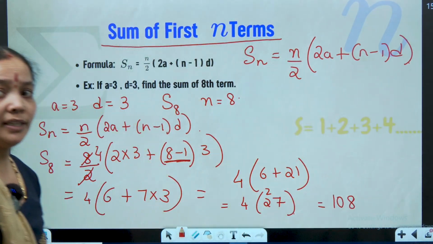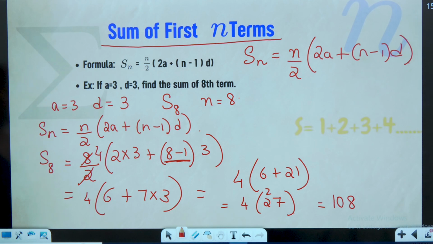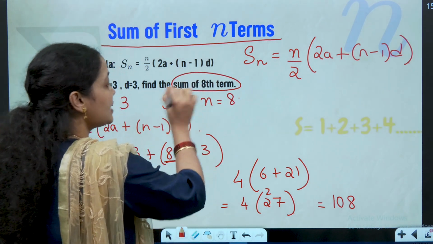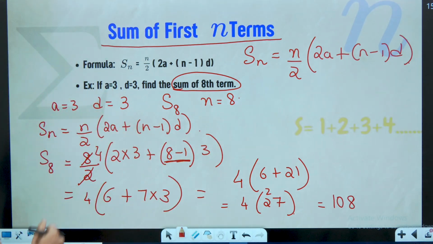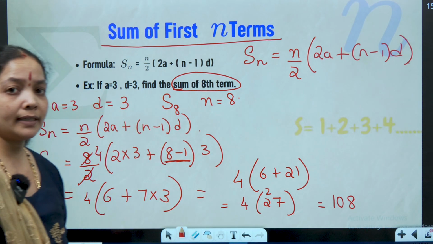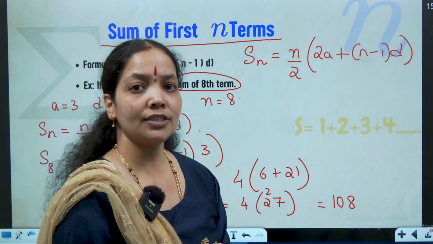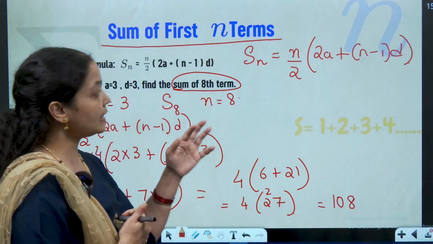So 108 will be the sum to nth term of the given series, where 8 terms add up to 108 when my A is 3 and D is 3. So a simple question taken here, because when we do simple things and go to the complicated ones, your work will be easier. So understand the concept.